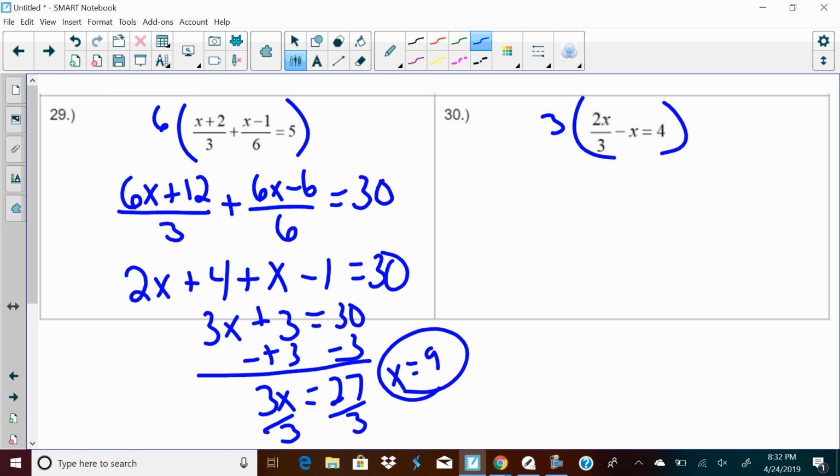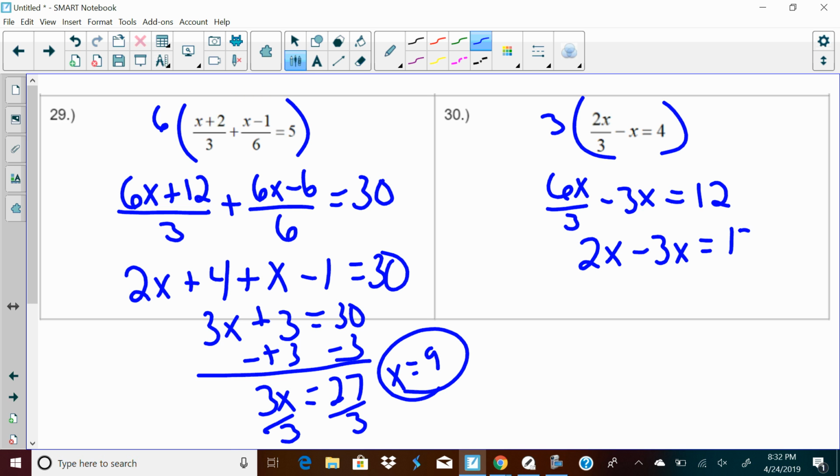Common denominator is 3. So I'm going to get 6x over 3 minus 3x equals 12. So I'm going to get 2x minus 3x equals 12. So negative x equals 12. So x equals negative 12.